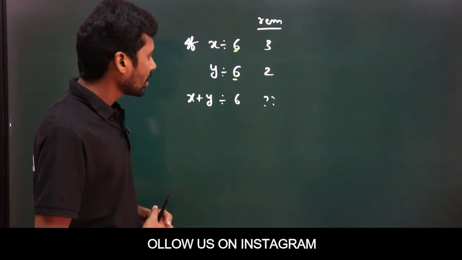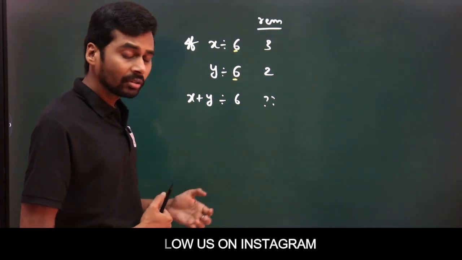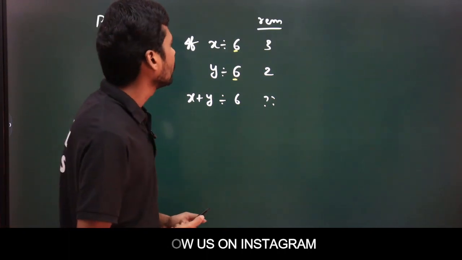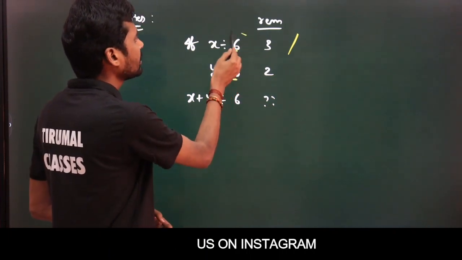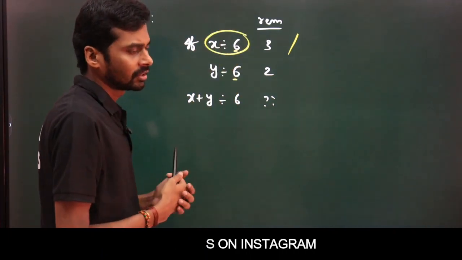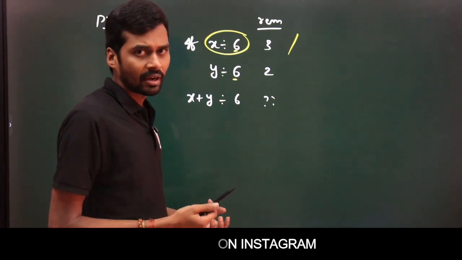So what could be our final answer? Can you find out the answer? Yes, we can find out. Suppose we take a number which, when divided by 6, leaves remainder 3. So for the x value we have different numbers, right?